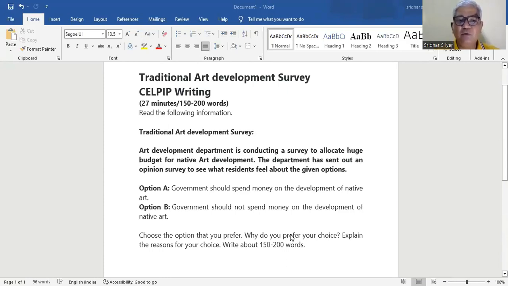Traditional art development survey, CELPIP writing. So it says 27 minutes, actually it's only 26 minutes. Okay, so 1 minute here and there, fine. 150 to 200 words. The art development department is conducting a survey to allocate a huge budget for native art development. The department has sent out an opinion survey to see what residents feel about the given option. Option A, government should spend money on the development of native art. Option B, government should not spend money on the development of native art.